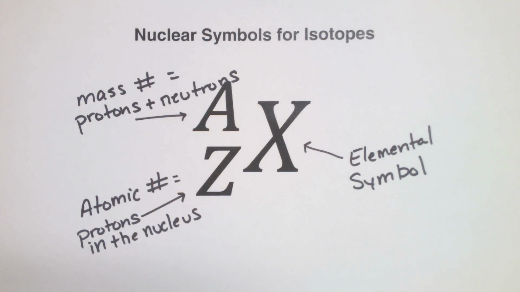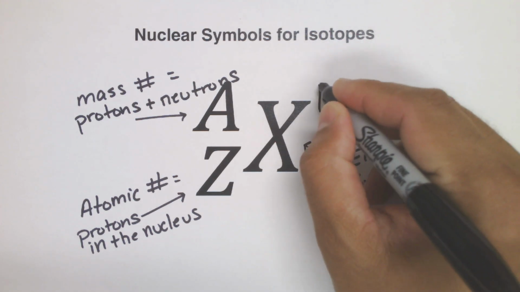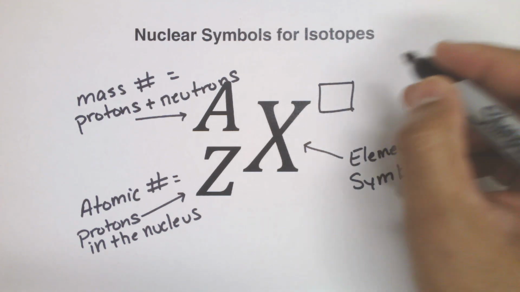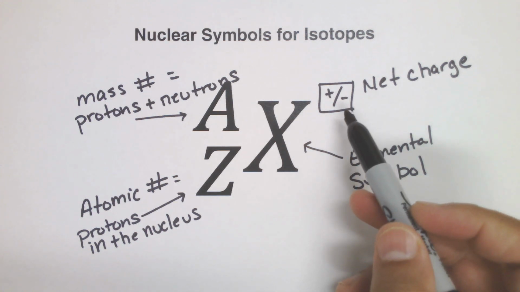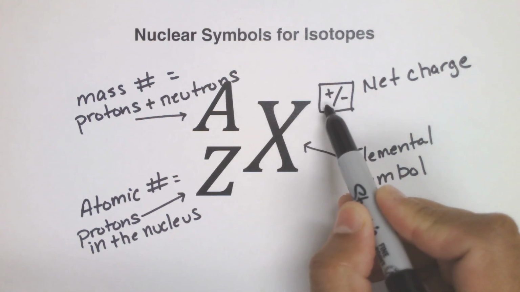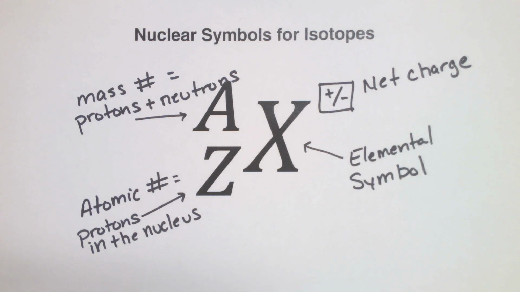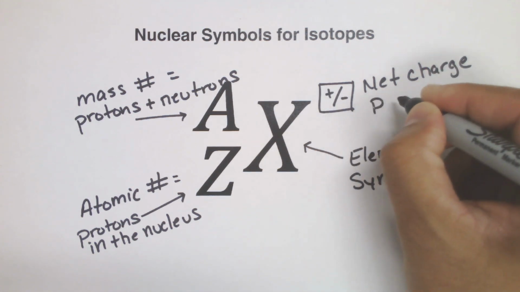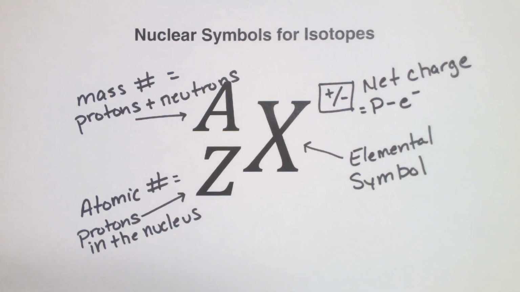If there is a net charge, we will report it in the upper right-hand superscript. I always tell my students, we'll always assume a neutral isotope, in other words, a zero charge. If there is a charge, it must be represented here in this section. The net charge can be calculated as simply the protons minus electrons. Let's do some examples.